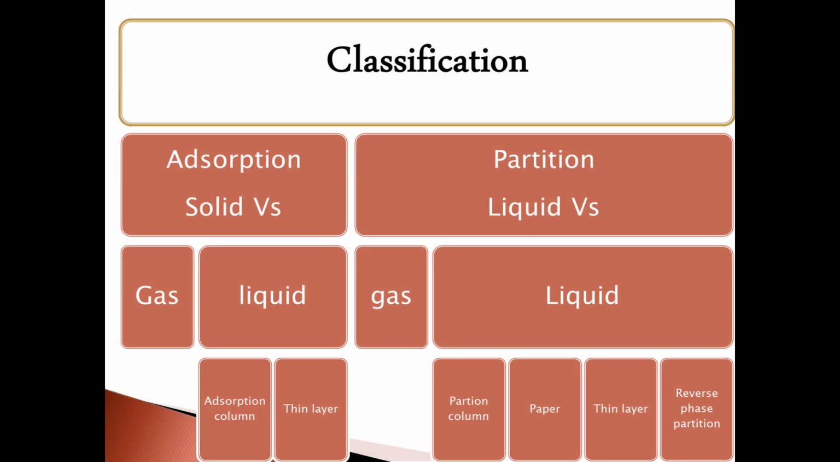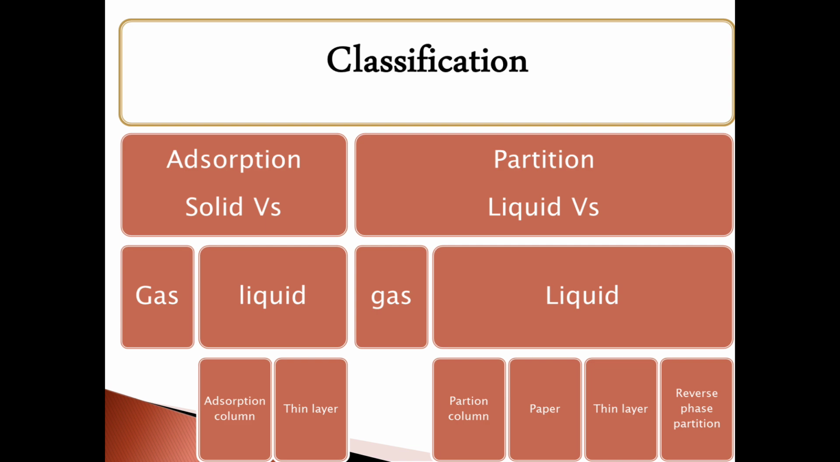Classification of chromatography: adsorption chromatography and partition chromatography. In adsorption chromatography, the stationary phase is solid. Here we have solid versus gas and solid versus liquid. Gas and liquid are the mobile phases. In partition chromatography, the stationary phase is liquid and the mobile phase is gas or liquid.